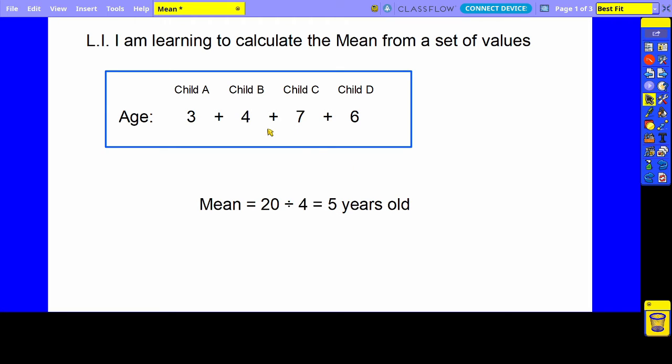Now, you may notice that the number 5 doesn't appear within the data set. There is no child that is 5 years old here. And this is just the way averages work sometimes. Occasionally, you will find that the average isn't actually represented within the data set itself, but it's still the average. So if we take all the ages and add them together, then divide them by the number of ages, we get 5 years old. So the average age of this group is 5.